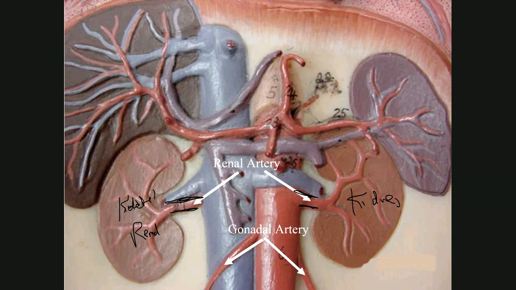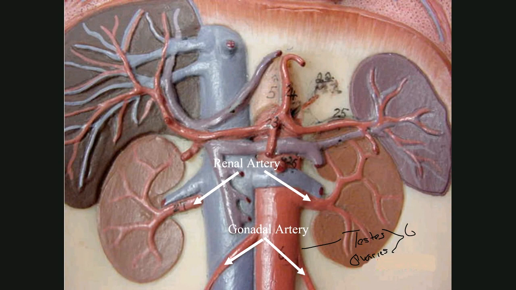If you go down a little further, we're going to get another set of branches. And these are going to go to the testes in males, and they're going to go to the ovaries in females. Well, testes and ovaries are called gonads. And so this artery is called the gonadal artery. Two of these, a left one and a right one.